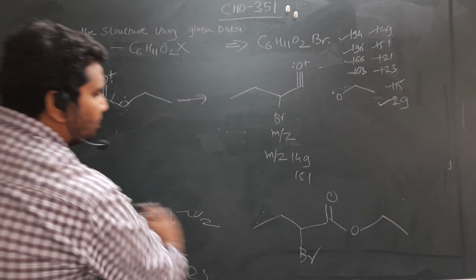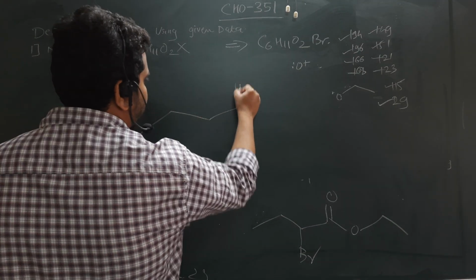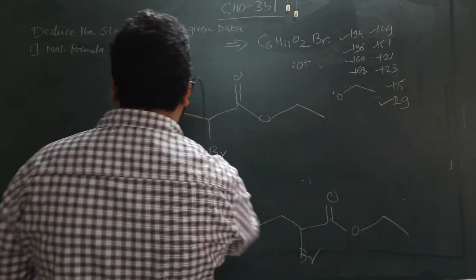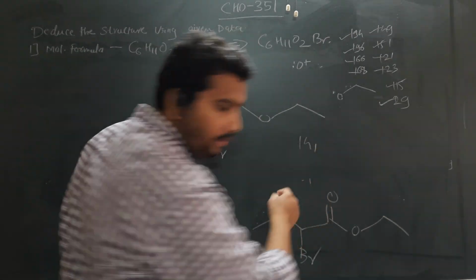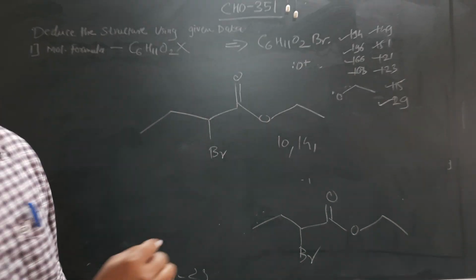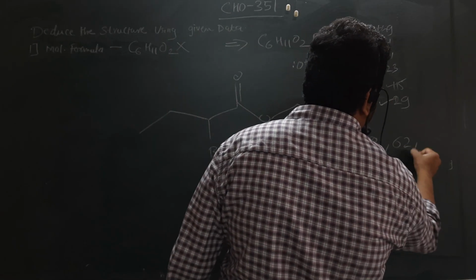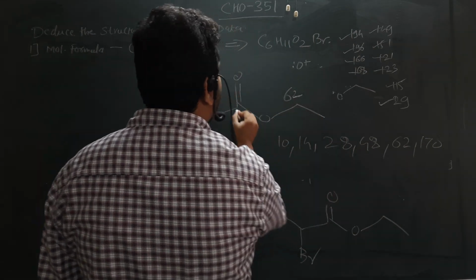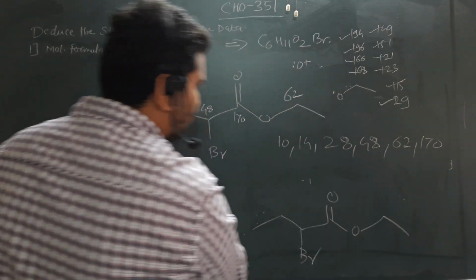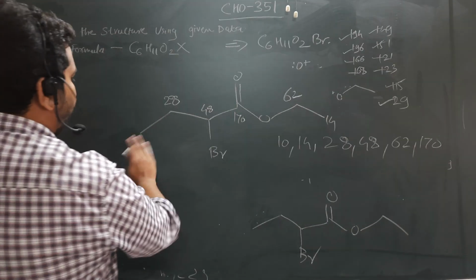Now you can check this structure by C13 values also. Here the two methyls, we have data 10, 14, 28, 48, 62 and 170. So it is very obvious 62 is here, 170 here, and 48 here, 28 here, 14 here, 10 here.